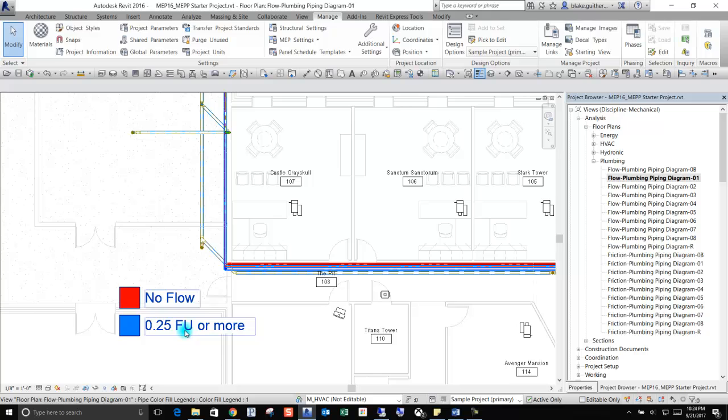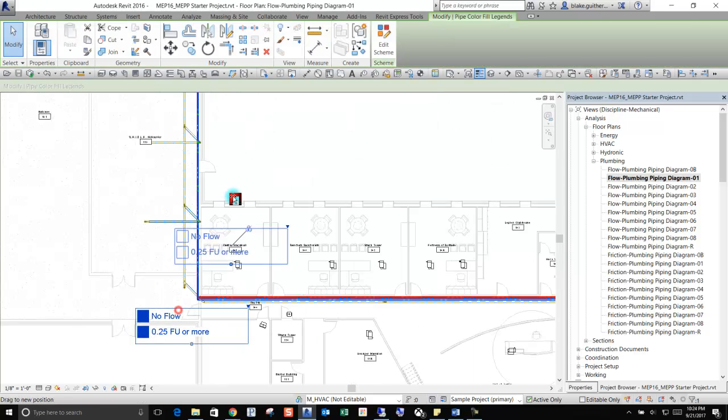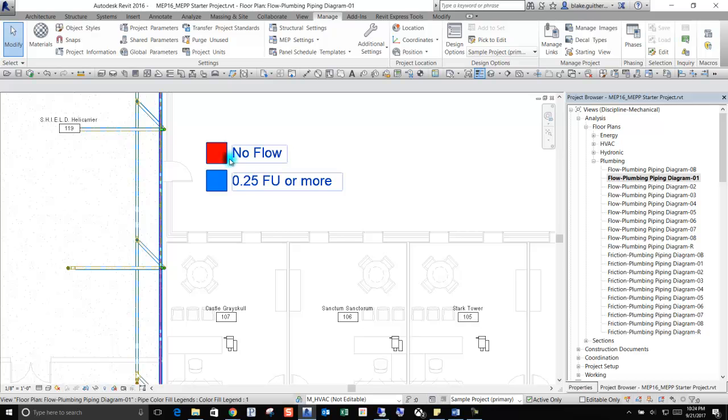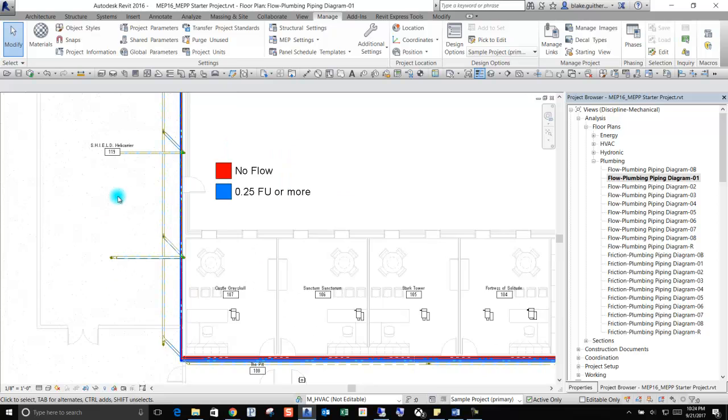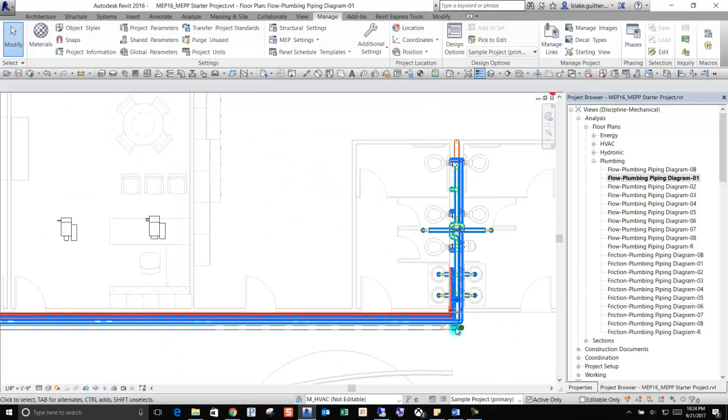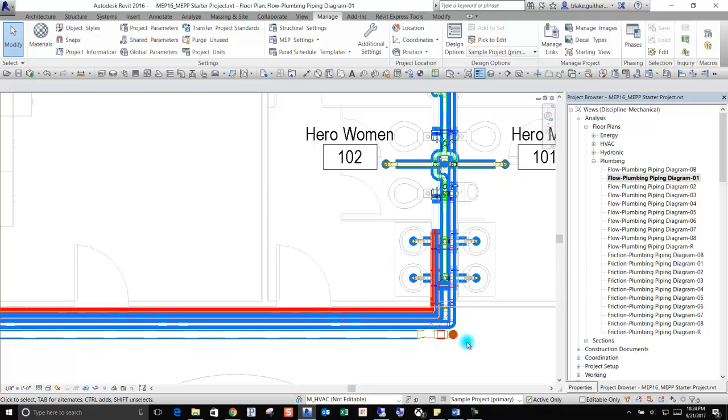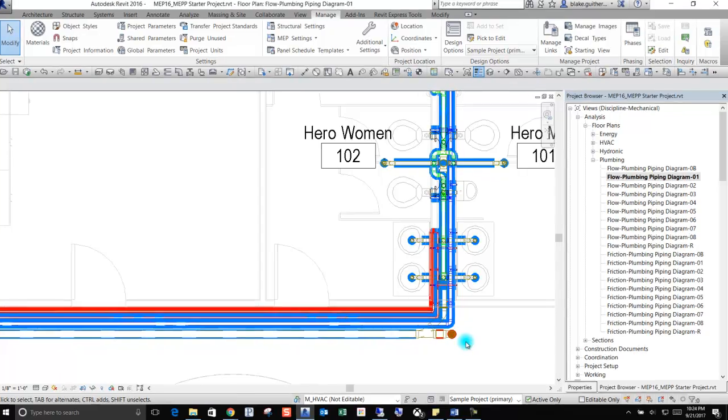Now this particular color legend is flagging any piping that is below 0.25 fixture units. I came up with 0.25 because that was the minimum number I saw for, I think, an electric water cooler in the plumbing code. So in this case, you'll be able to see in any of your pipes if you don't have flow. So once again, these are just the tools that go hand in hand with sizing piping systems. Before you size it in Revit and before you can trust the fixture units, you want to look at these diagrams to make sure that you have the correct amount of fixture units or GPM in your system.